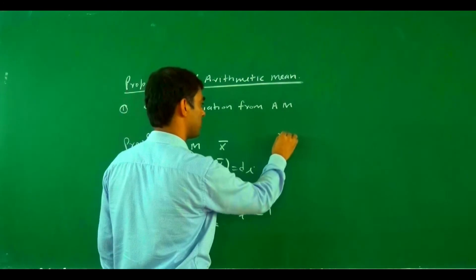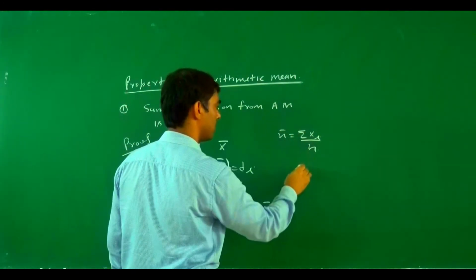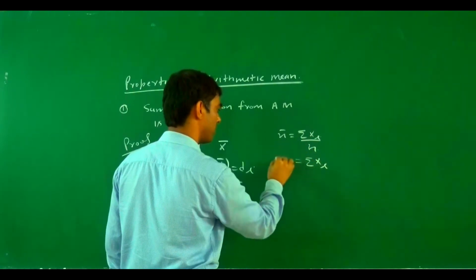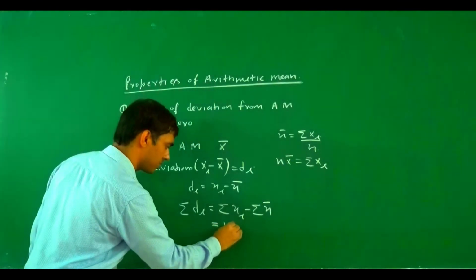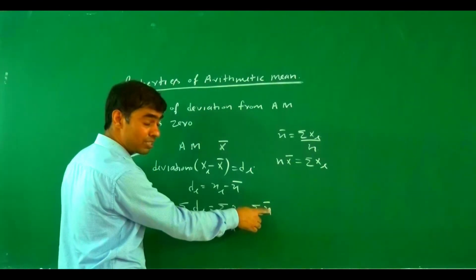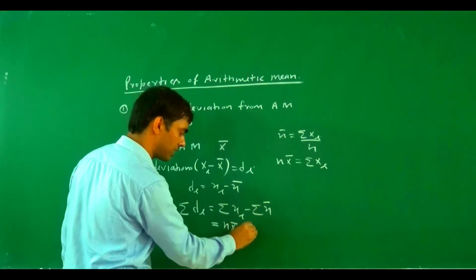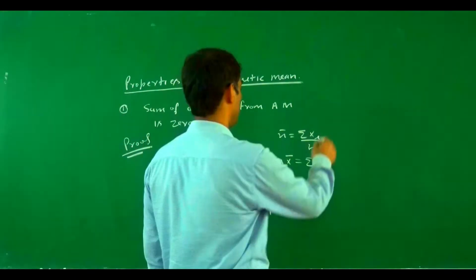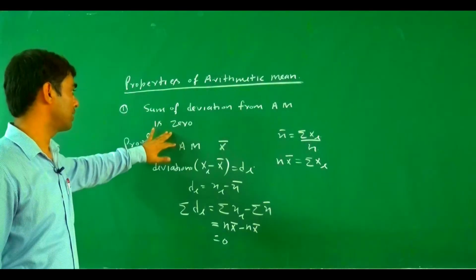We know that x bar equal summation of xi upon n. So what is the value for summation of xi? Summation of xi equal n into x bar. So this one equal to n x bar, and summation of x bar, if we add any constant n times, then this becomes what? N x bar. So this one becomes what? 0. So here, this is the sum of a deviation from arithmetic mean is 0.